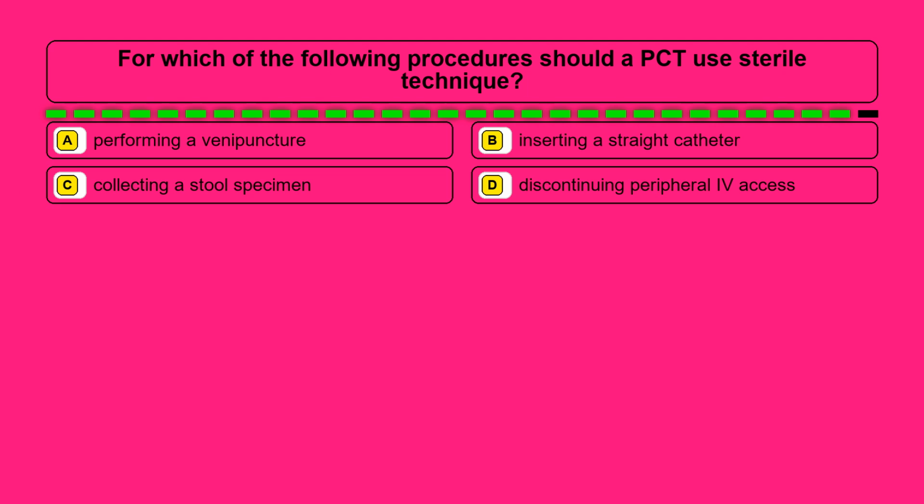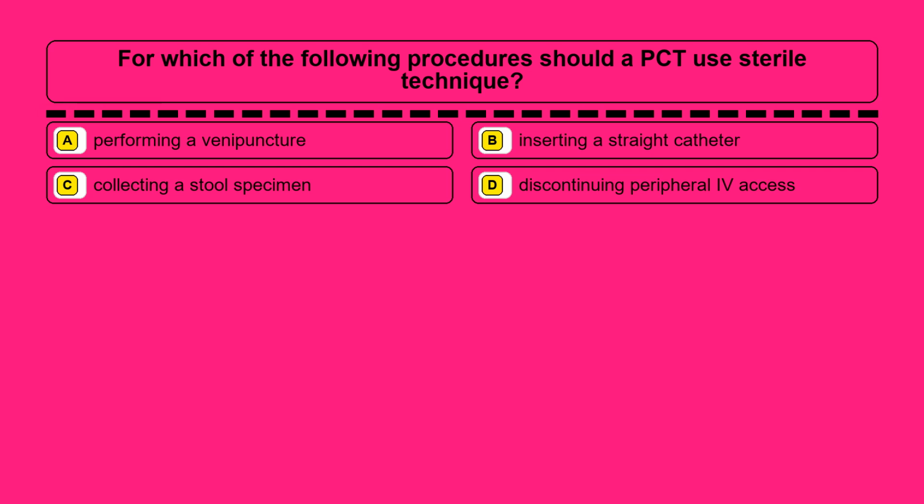Question 21. For which of the following procedures should a PCT use sterile technique? Option A. Performing a venipuncture. Option B. Inserting a straight catheter. Option C. Collecting a stool specimen. Option D. Discontinuing peripheral IV access.